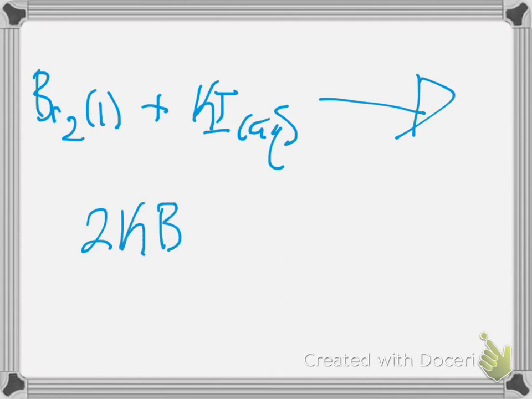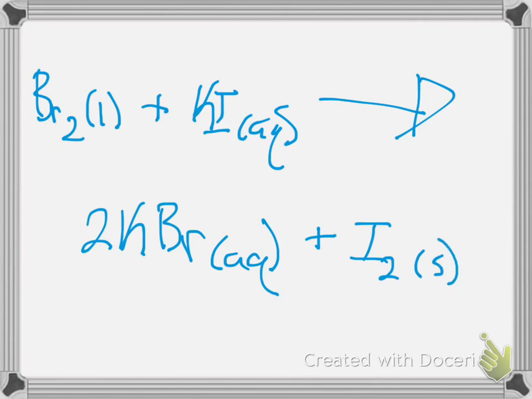potassium bromide, in its aqueous form, so it would stay dissolved, and then we would get solid iodine coming out of it. And we know that we must have iodine because we have to balance this equation, right?